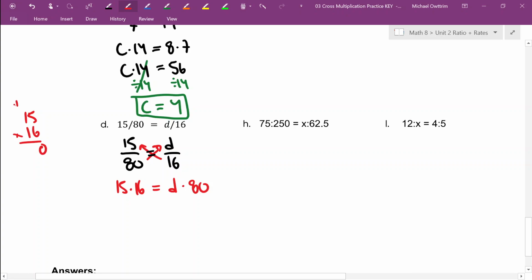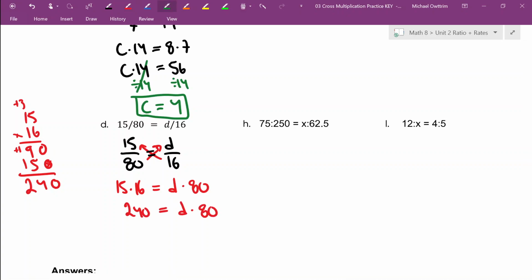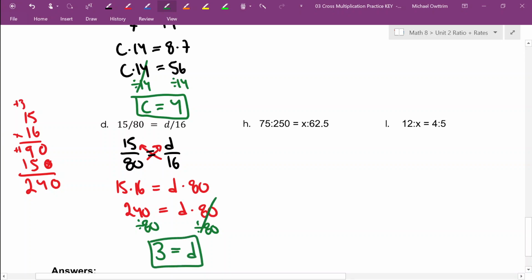6 times 5 is 30. 6 times 1 plus 3 is 9. Placeholder 0, 1 times 5, 1 times 1. 240 is our value there. And I want to divide that by 80 to undo this multiplication by 80. Now I know if it was 24 divided by 8, it would be 3. So 240 divided by 80 is also 3 for our value of D.